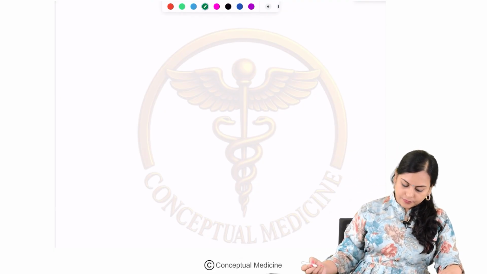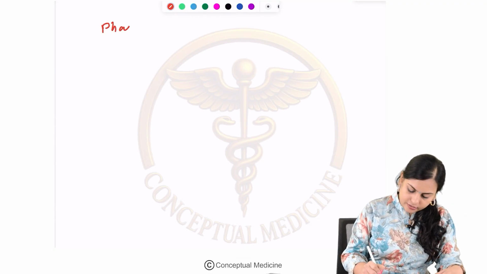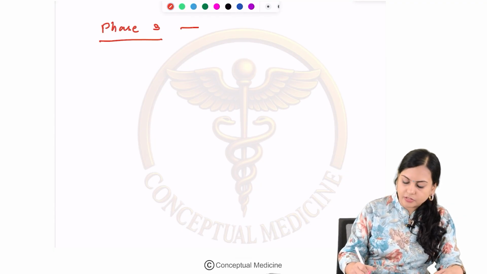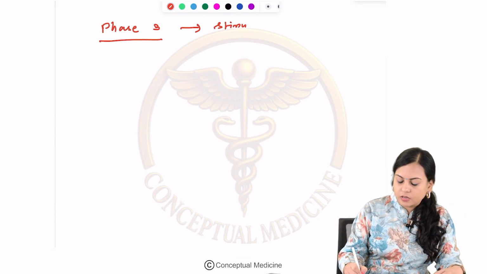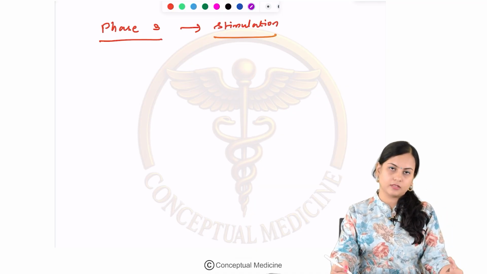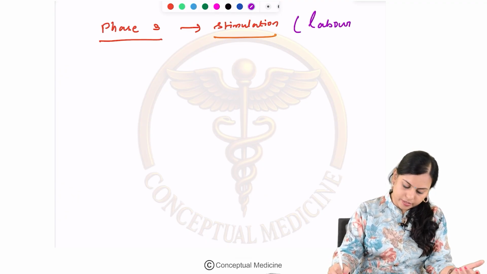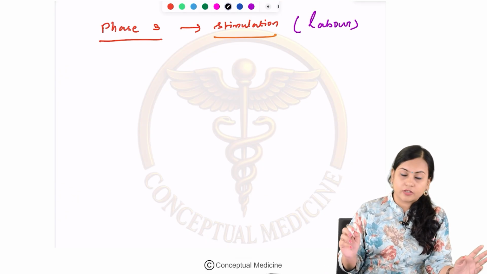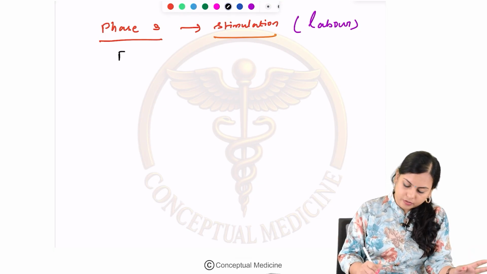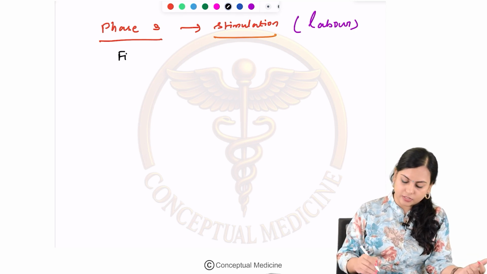And next one is, we are going to discuss about phase 3. What is phase 3? It is stimulation. So, when it is stimulated, what happens? Labor is going to happen, right? So, it is all about labor here. Okay. So, we know there are 3 stages of labor. Obviously, we have a 4th stage also, but for now I am going to discuss about the 3 stages.